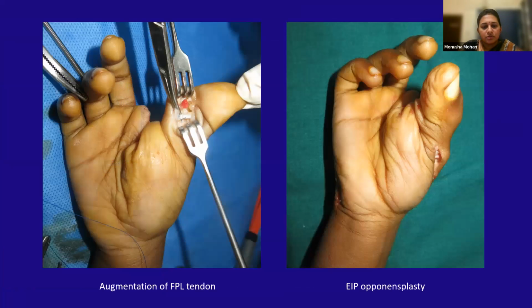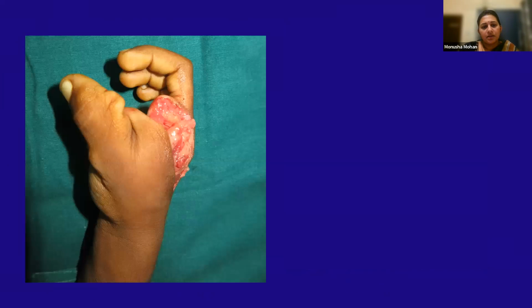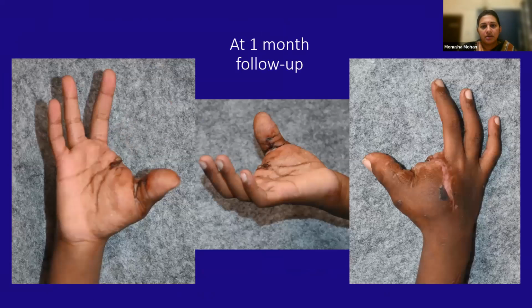On the table, we also decided that we could use the flexor and extensor tendons of the removed index finger. We augmented the FPL tendon using the FDS and the FDP, and we used the extensor indicis proprius to do an opponensplasty, so that the thumb is in a better position and the other fingers could meet the thumb. Along with that, we did debulking of the palm as well as the first web and thumb. So this was done recently.